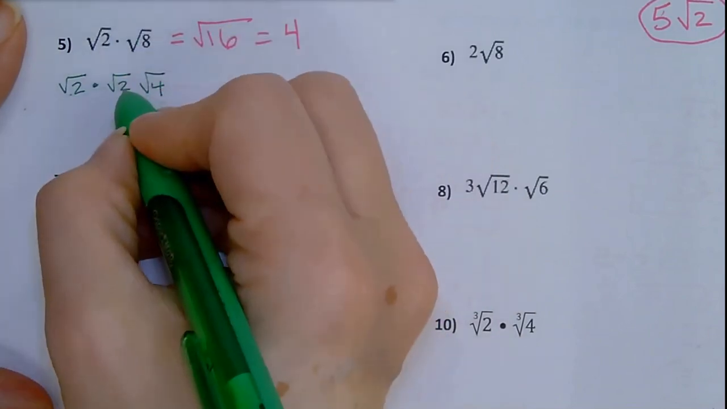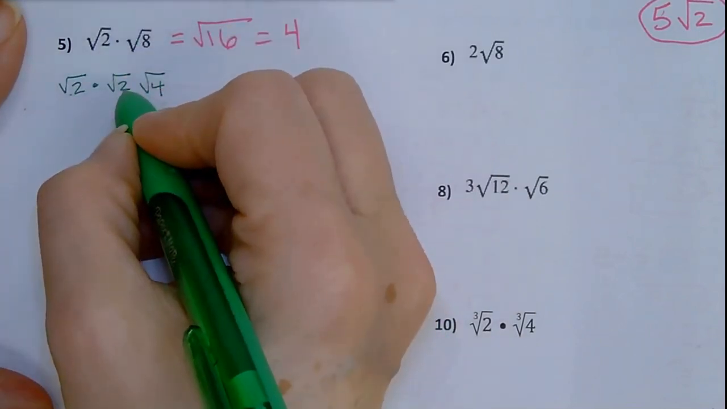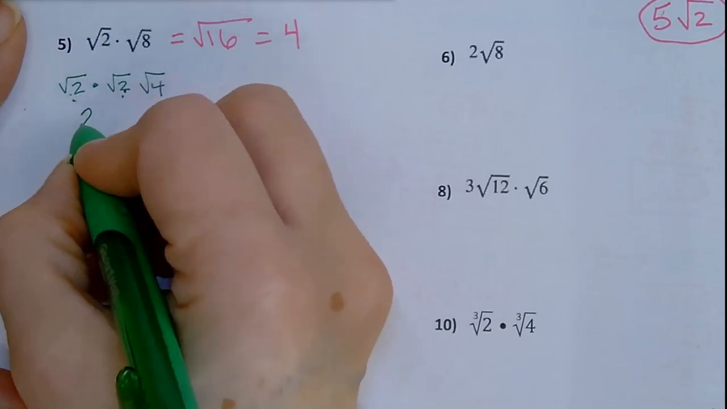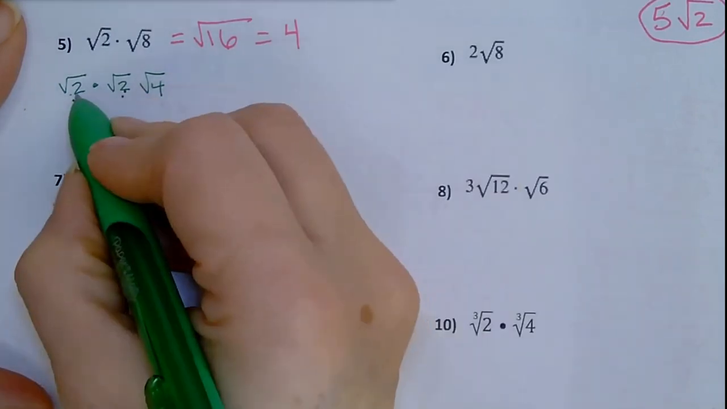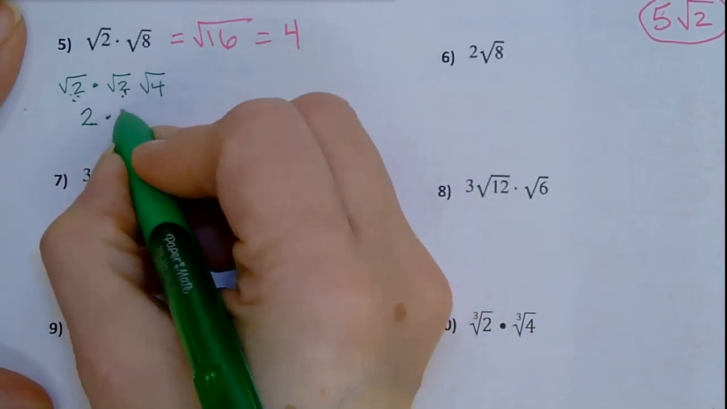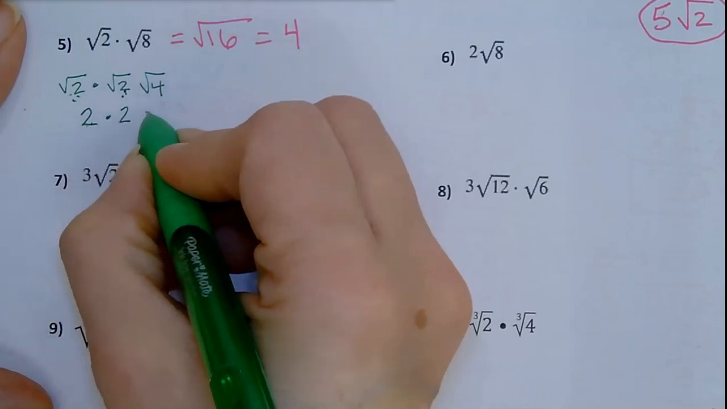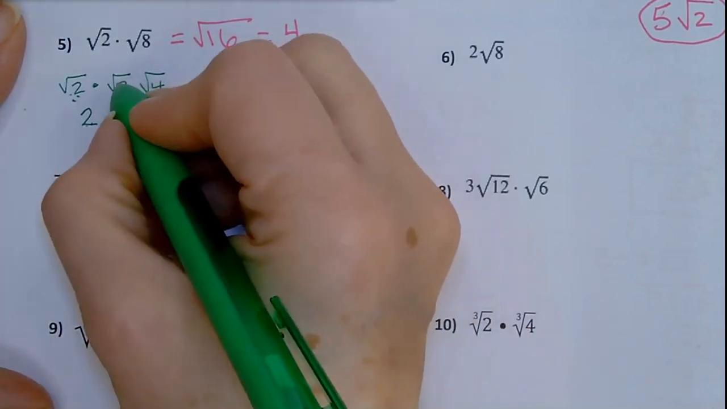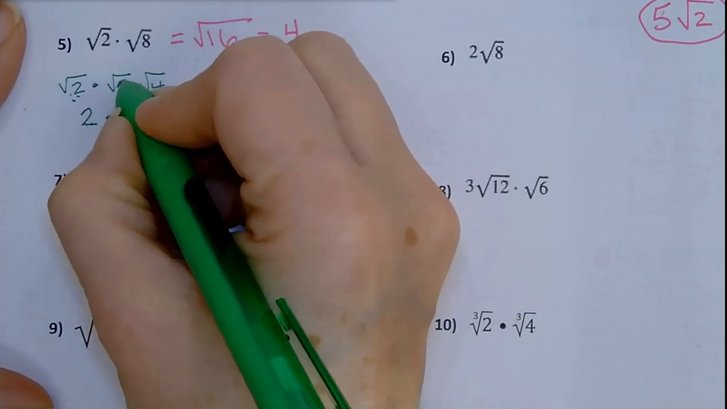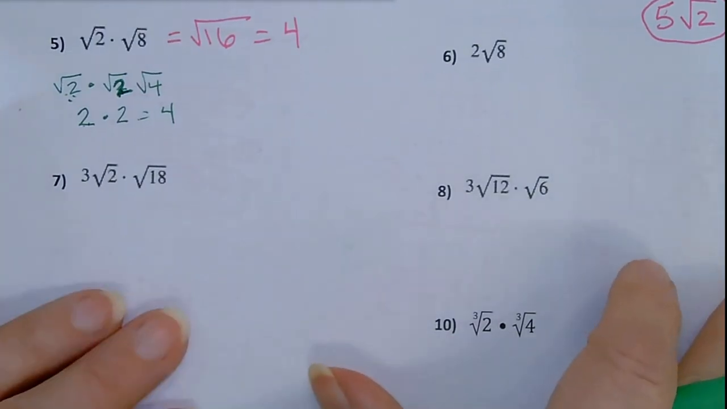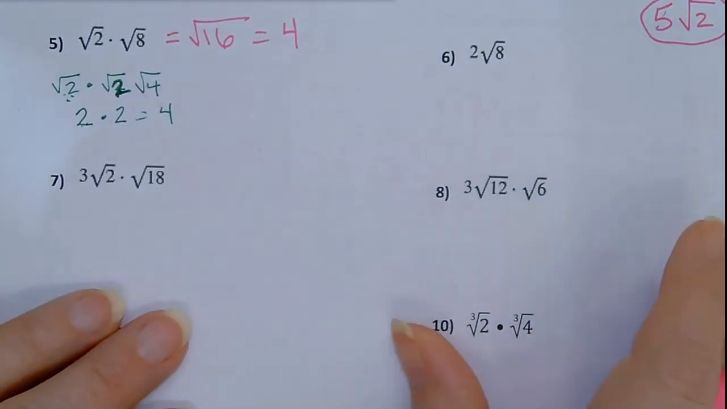Anytime you have the square root of something times the square root of the same thing, so square root of 2 times square root of 2, you know that the answer is 2. And here the square root of 4 is 2, so 2 times 2 is 4. So there are several different ways that you can end up with 4 as your answer. So you're going to manipulate these problems the way you feel most comfortable.